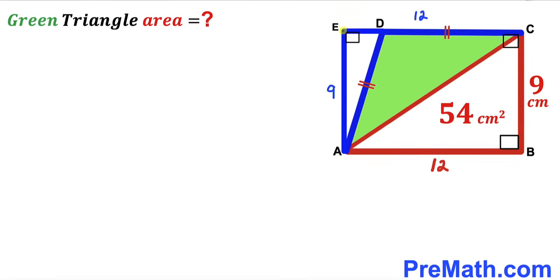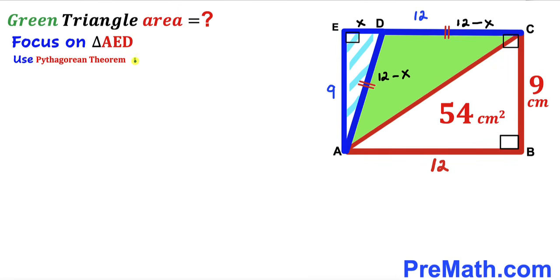Now let's assume that this segment ED length is x, and we know this whole length is 12. So this remaining CD length is going to be 12 minus x. We know this side AD length is equal to this CD length, which is 12 minus x. So this AD length has got to be 12 minus x as well. Now let's focus on this blue right triangle AED, and we are going to apply the Pythagorean theorem on this triangle.